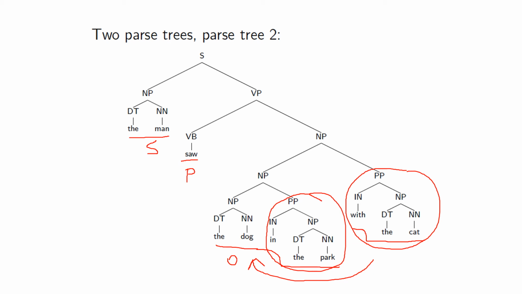So this cat does not necessarily live in this park. It is no longer the feature of this park as it was in the previous parse tree, but what is important is that this dog was with the cat.